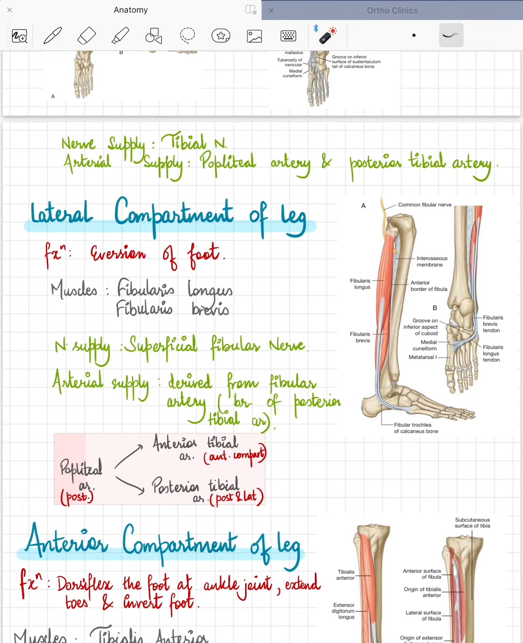Similarly, the nerve supply of the lateral compartment is the superficial fibular nerve, and the arterial supply is derived from the fibular artery, which is a branch of the posterior tibial artery, which is further a branch of the popliteal artery. The popliteal artery has two branches, the anterior tibial and the posterior tibial artery.